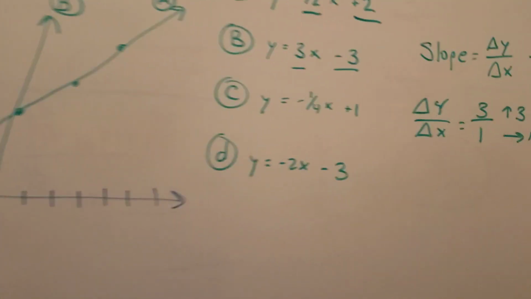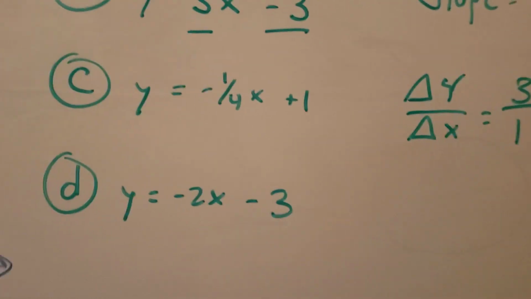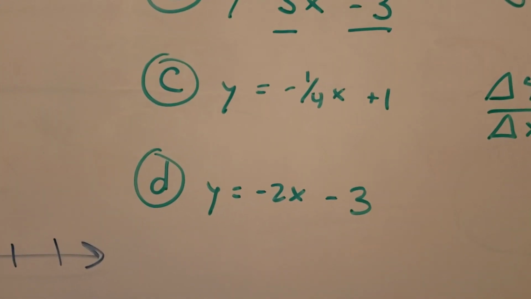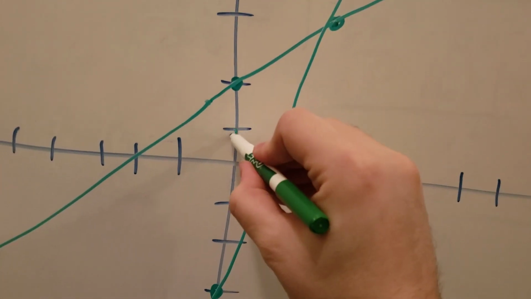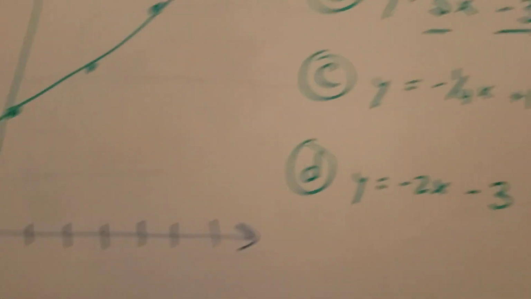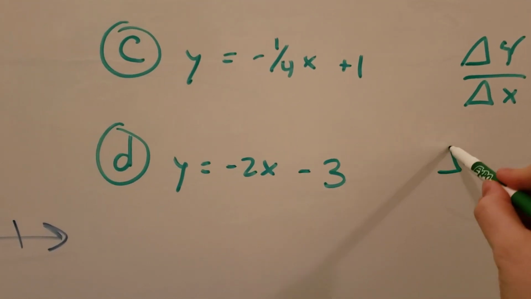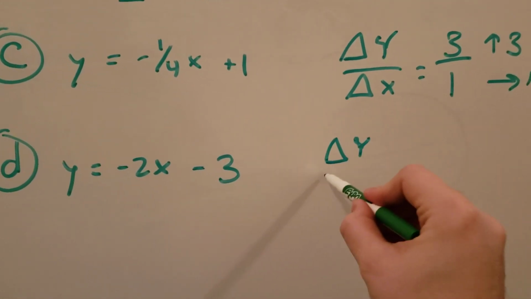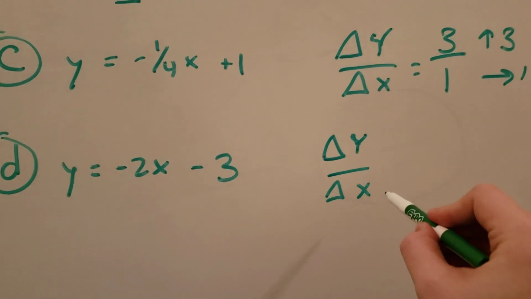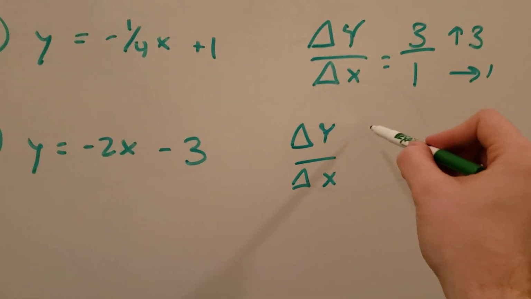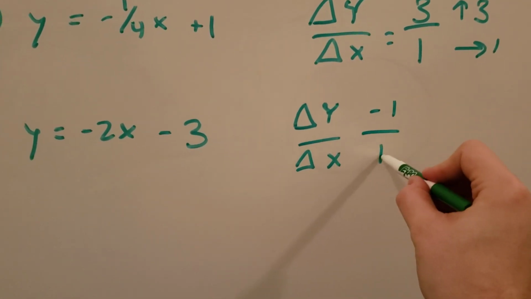Let's do our last 2 real quick here. Here we've got y equals -1/4 x plus 1. So that means our y-intercept is going to be right there. And now we've got a different kind of slope. It's a negative slope. Okay? So if we make our change in y over change in x, okay, we've got -1 over 4.